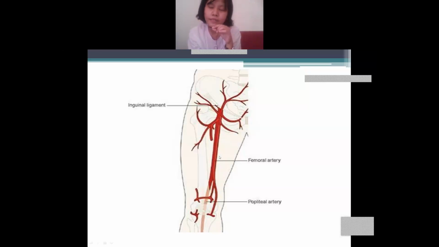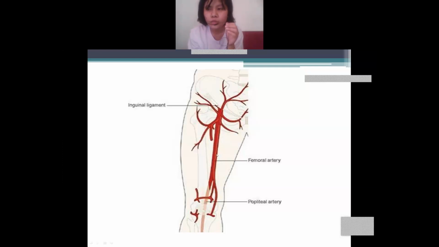So this femoral artery, where does it lie? It lies on the femur side. That is your bone, the largest and the strongest bone in the human body. This is the longest bone. So the femoral artery lies here, in your thigh portion.